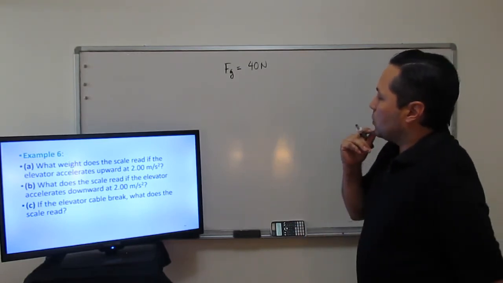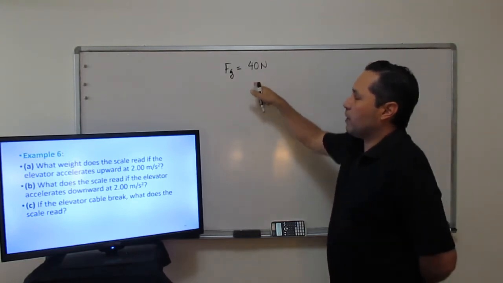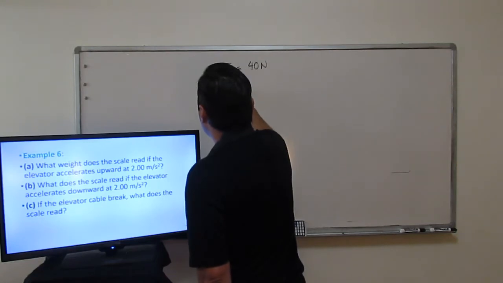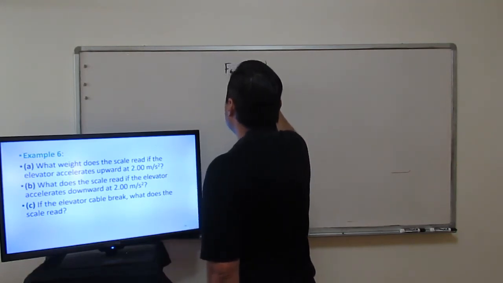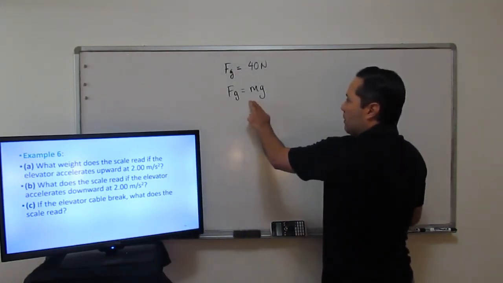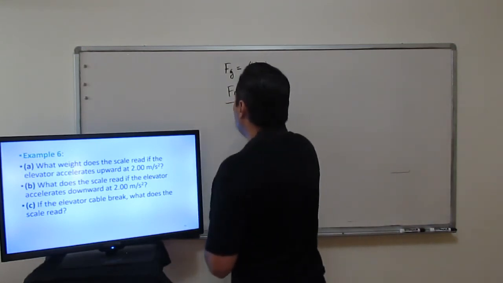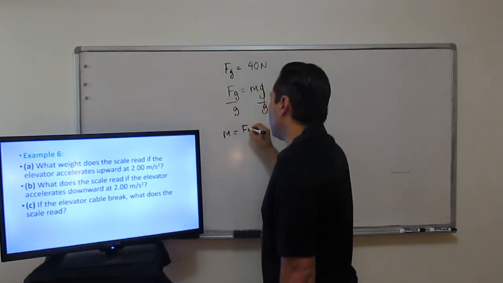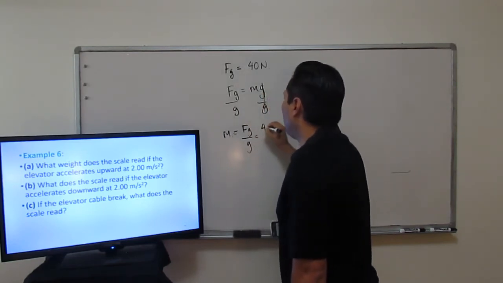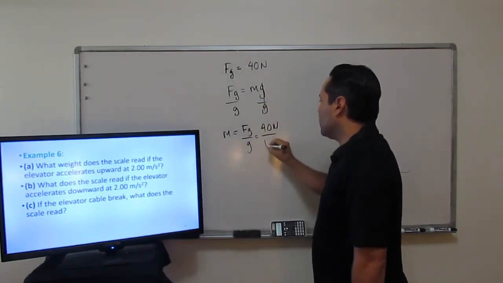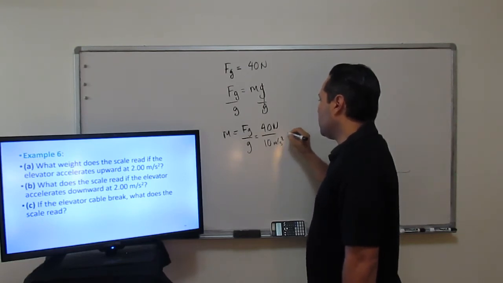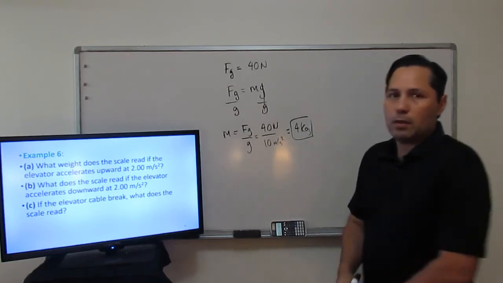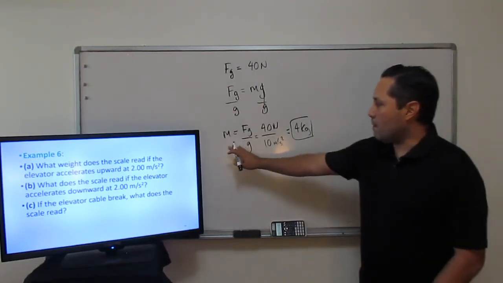Let's go ahead and start. First of all, I want to figure out what is the mass of this fish. So I know that force of gravity is just mass times gravity. So I want the mass, I'm going to divide both sides by gravity. Therefore the mass of the fish is force of gravity over g. So it'll be 40 newtons over 10 meters per second squared. So it is just 4 kilograms. It is a 4 kilogram fish. So that is our mass.